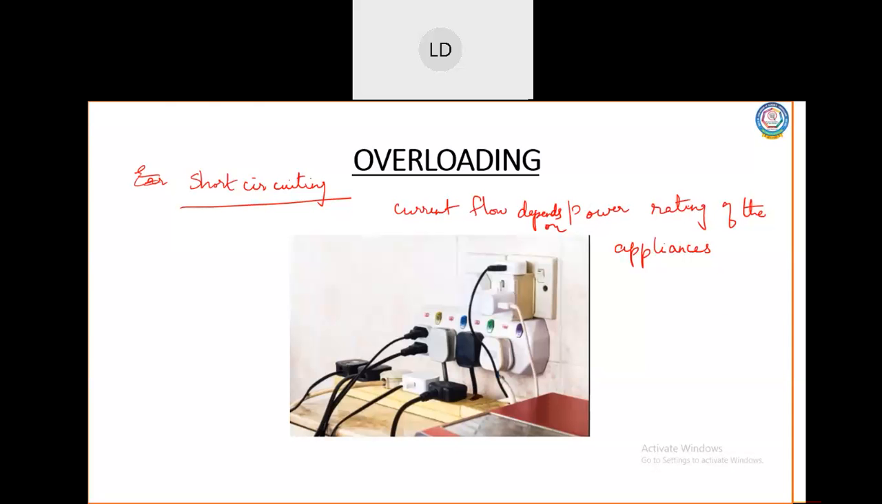So overloading should not happen, because when overloading happens, a large current flows in the circuit which heats the wiring. Okay, the wiring gets heated up, which causes a fire accident. So this should be avoided. Okay, and the next is short circuiting. So what is this short circuiting?